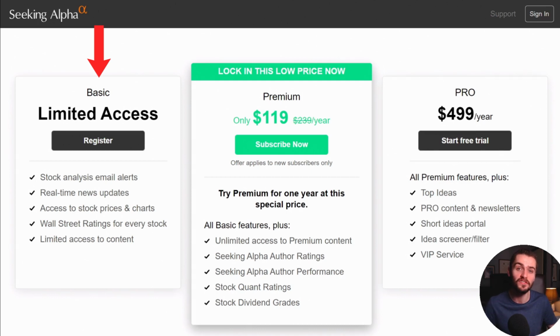So let's talk a bit more about the different price points for Seeking Alpha. The basic version of Seeking Alpha is free. With this version, you get stock analysis email alerts, real-time news updates, access to stock prices and charts, analyst ratings, and limited access to Seeking Alpha content. The biggest drawback of the basic version is that you only get a limited number of free articles. Back when I first started using Seeking Alpha, you used to be able to access unlimited content for free, but they've since moved to a paid subscription model.